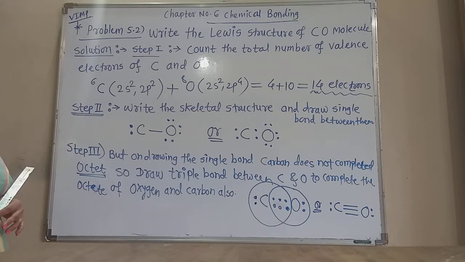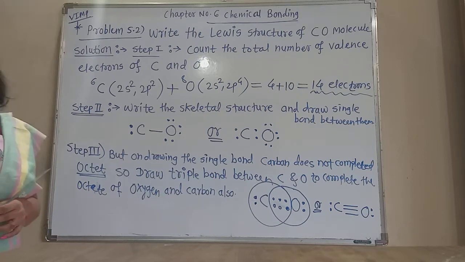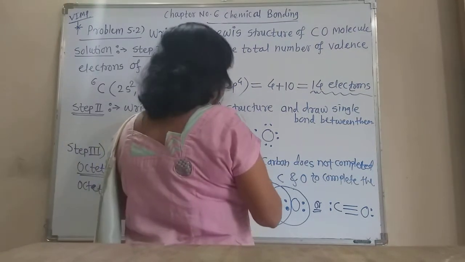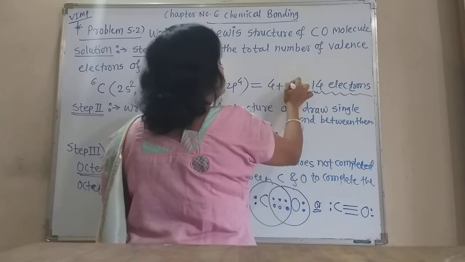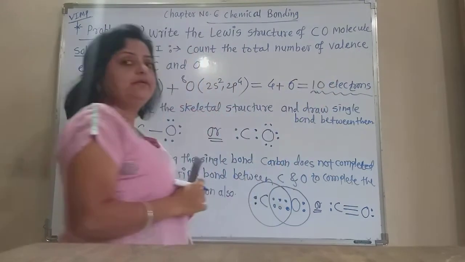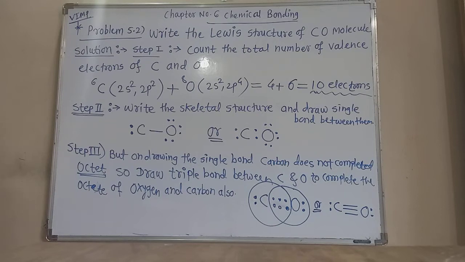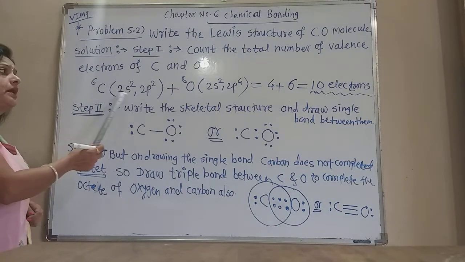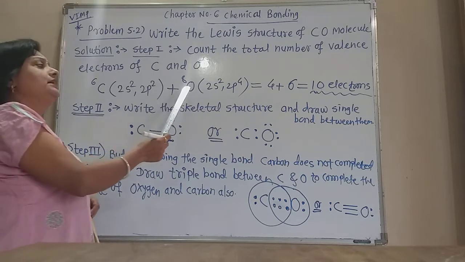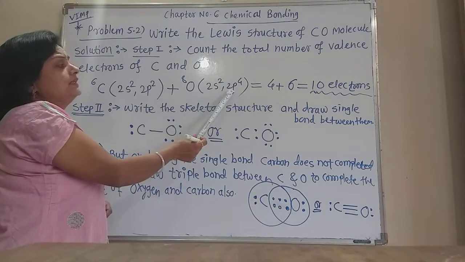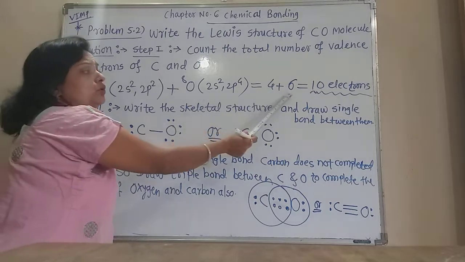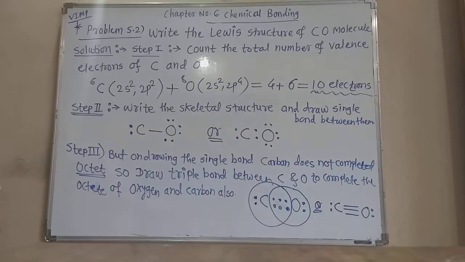Now see, in the carbon monoxide molecule, there are 14 electrons in total, but there are only 10 valence electrons, because 4 plus 6 is equal to 10 electrons, not 14. The valence electrons of carbon are only 4 and the valence electrons of oxygen are 4 plus 2, that is 6. So in total we show 10 valence electrons.